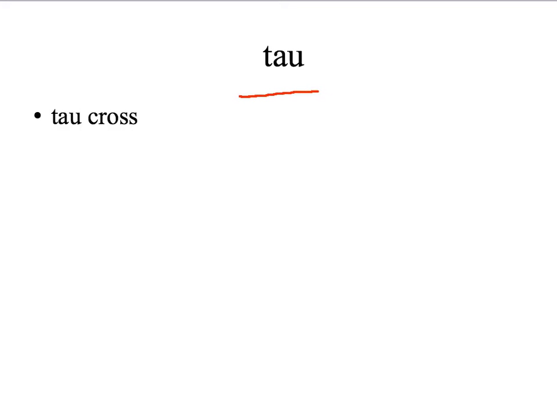Tau is the Greek T. The lowercase tau looks like a capital T with a little curve at the bottom of it. A tau cross is one that doesn't go above the line. Tau stands for the letter T in English.